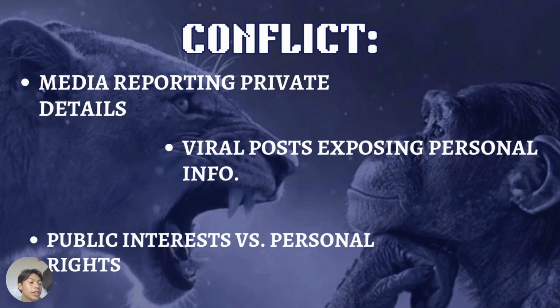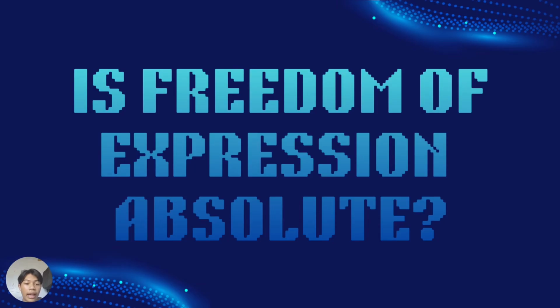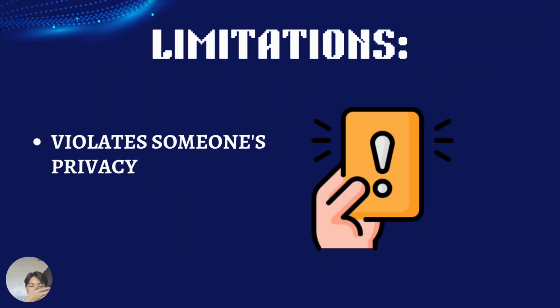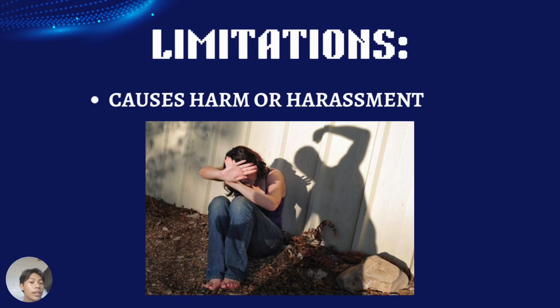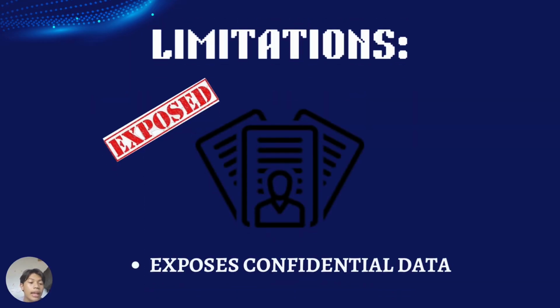Because of situations like this, it is important to acknowledge that freedom of expression is not absolute. So, are there any limitations when it comes to freedom of expression? Of course, there are. The first limitation is when it violates someone's privacy. Next is the spreading of false information, most commonly known as defamation. Next, when it causes harm or harassment to other individuals. And lastly, when it exposes confidential data. Though protected in democratic societies, it has certain limitations when it comes to harming or violating others' rights.